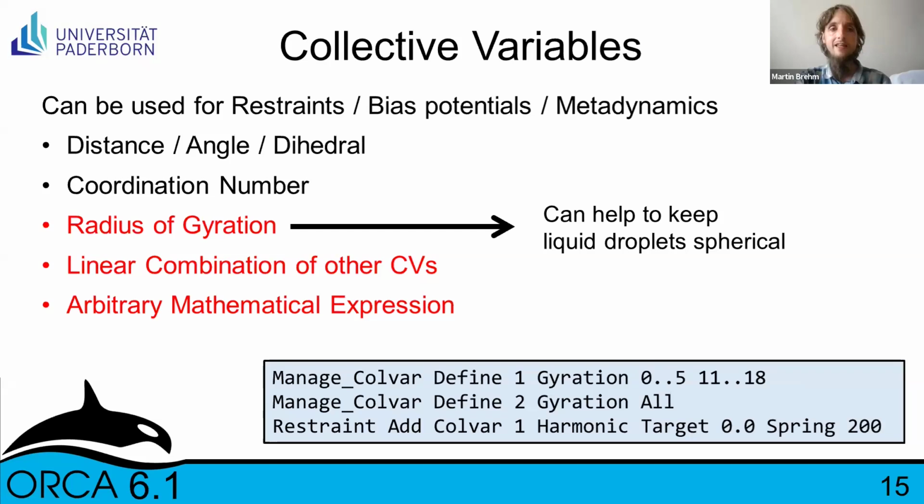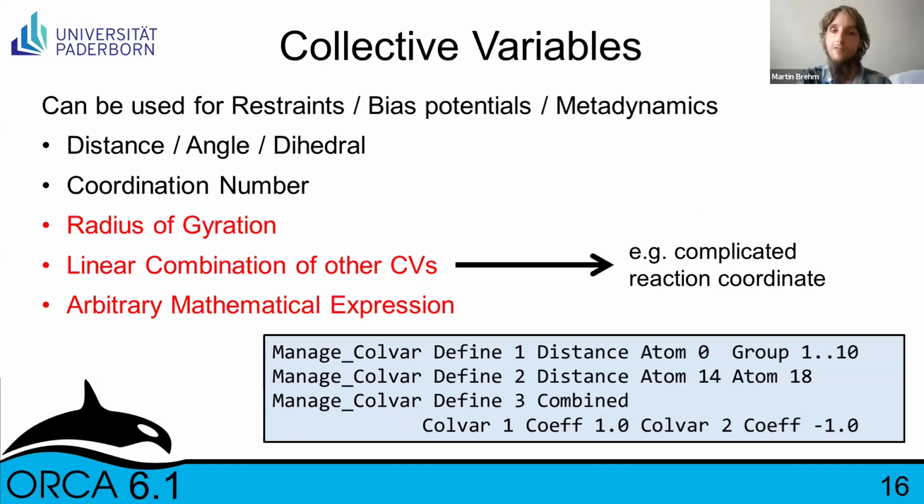Next feature we implemented is a linear combination of existing CVs. So if you have a certain set of CVs, you can combine them in any way as you want as a linear combination to get more complex CVs, for example, reaction coordinates.